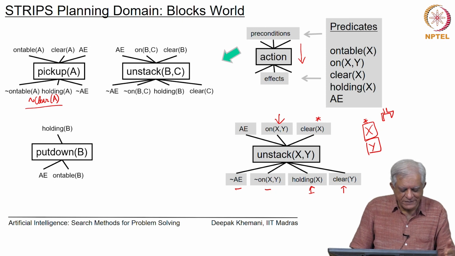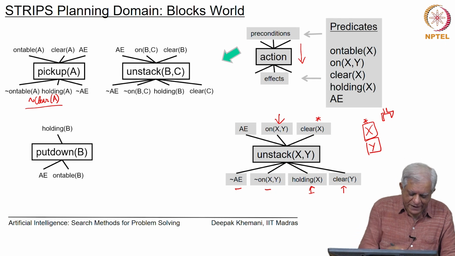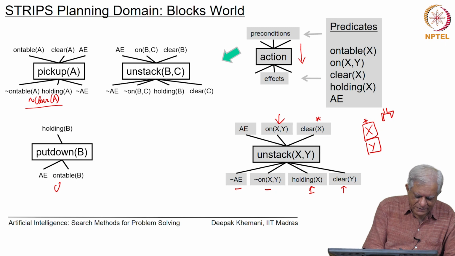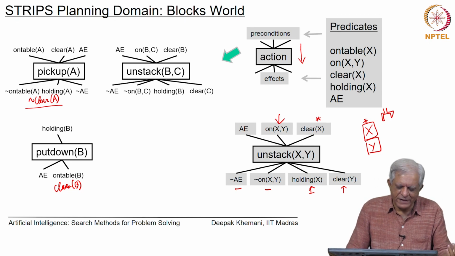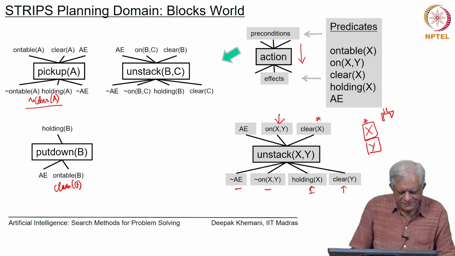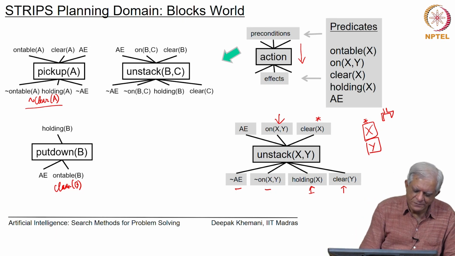So, it is for this reason that the put down action does not have an effect called clear B. We are assuming here that we did not delete clear B when we picked up B, so we do not need to add it again essentially.